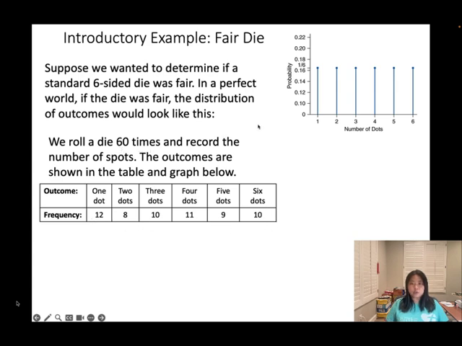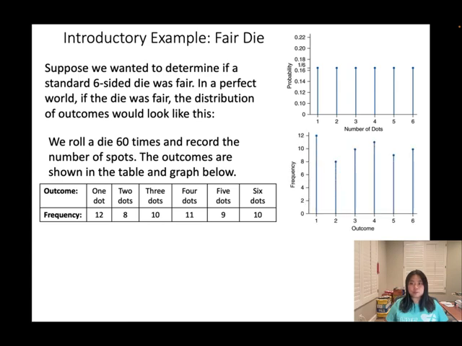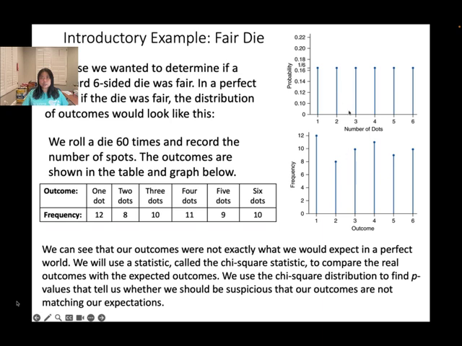I will also use the probability distribution to represent this outcome. When you compare these two outcomes, we can see that the outcomes were not exactly what we could expect in a perfect world. We will use a statistic called the chi-square statistic. Please highlight this one, the chi-square distribution.